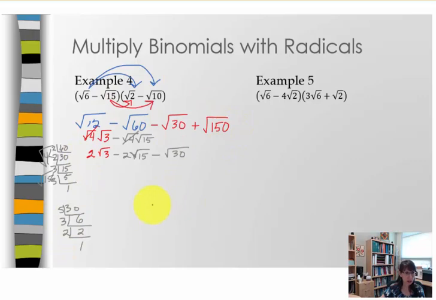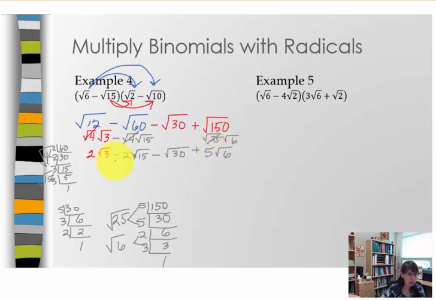Last, 150. Let's see how that's going to simplify. It ends with 0, so I know it's divisible by 5. 5 goes into 15 3 times, and into 0 no times. So 30 is divisible by 5, leaving 6. And we know 6 is divisible by 2, leaving 3. Divide by 3 leaves 1. So here we did form a perfect square of 25 multiplied by 6. So we can add at the end here square root 25 times square root 6. That means we're adding 5 square roots of 6.